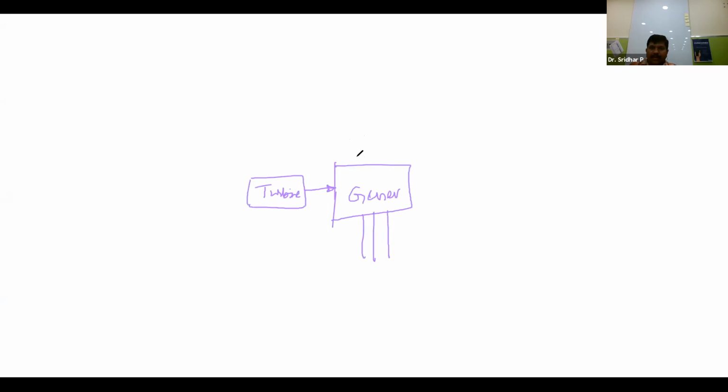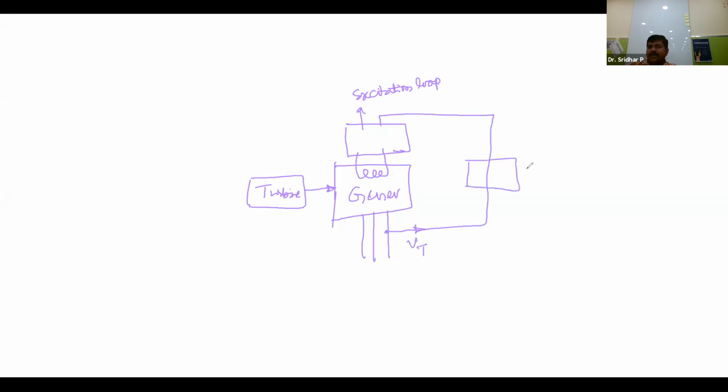Now generator field, let me represent here. This field is going to be controlled by means of an excitation loop. Excitation regulators and so many things will be there, and there will be a feedback loop. It will be given from this point. So this is nothing but the terminal voltage VT.